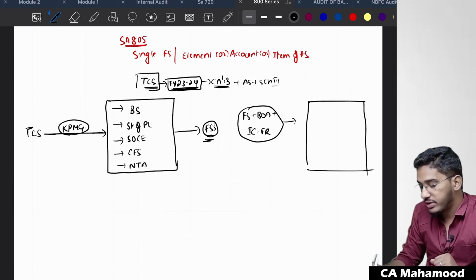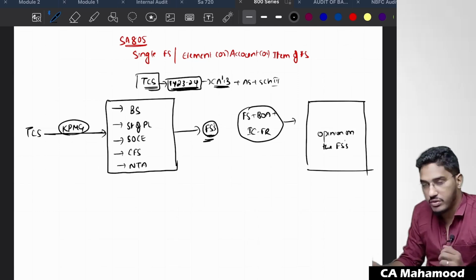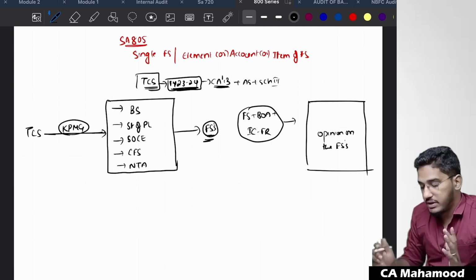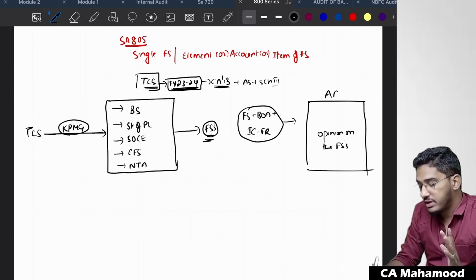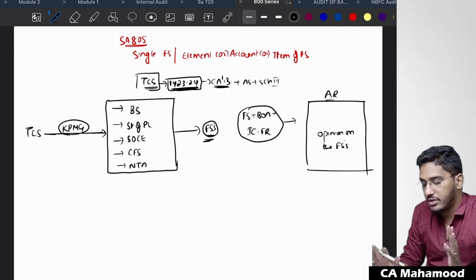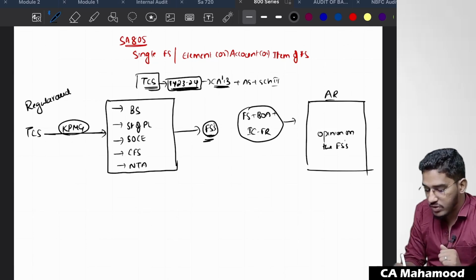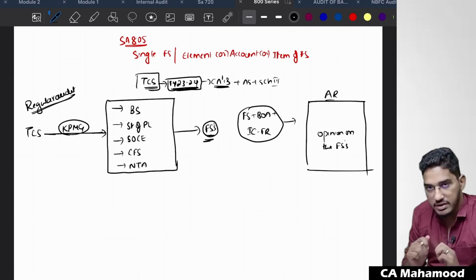In that audit report, they will express an opinion on whether the financial statements are giving a true and fair view or not. They give either unmodified or modified, qualified opinion. Whatever it is, they will give one auditor's report, expressing their opinion on the complete set of financial statements. This is the regular audit, the normal audit which normally happens in each and every entity.